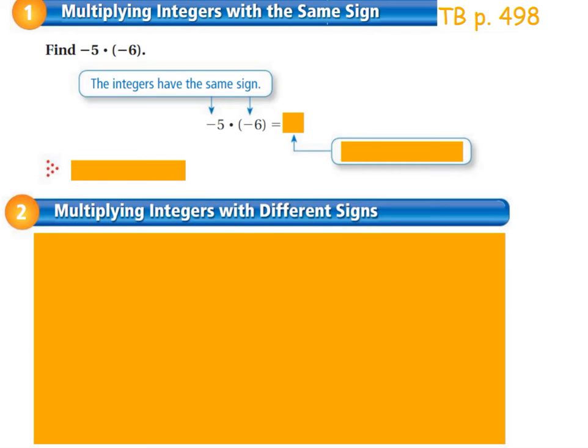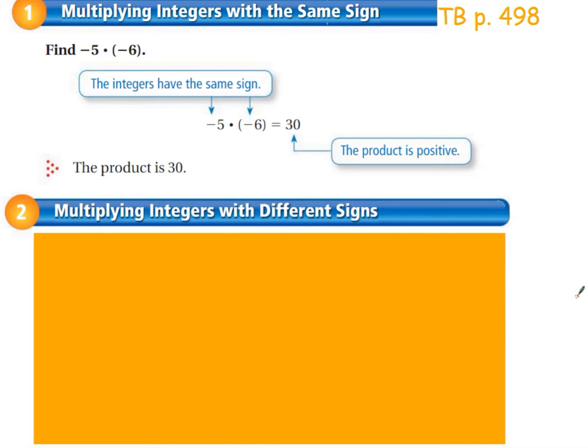Okay, so let's look at a couple of examples. The first one is multiplying integers with the same sign. If I have negative 5 times negative 6, the integers have the same sign, so that means my product is going to be positive. So the answer is 30. Negative 5 times negative 6 gives us a product of 30.